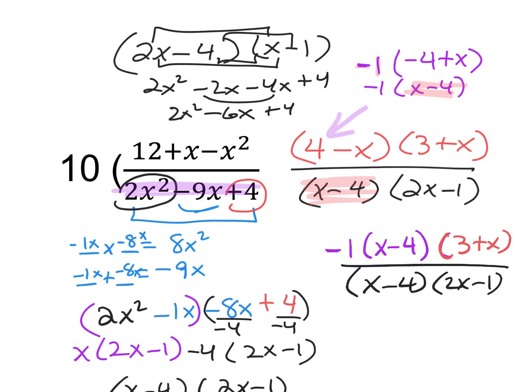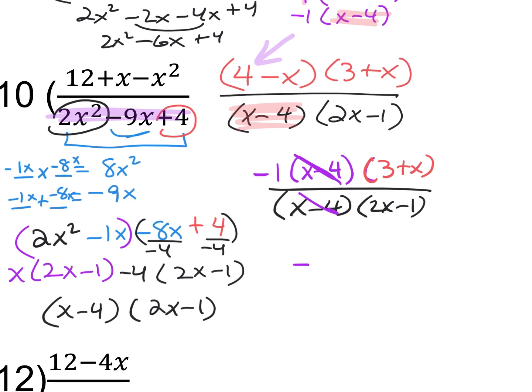And now I have something I can cancel. So now the x minus 4's cancel. And now the final answer here is negative, and you don't have to put the negative 1, 3 plus x over 2x minus 1. And again, nothing cancels because nothing is identical. If you want to distribute that negative sign to the top, you can, or you can leave it like that. Let's try the next one.